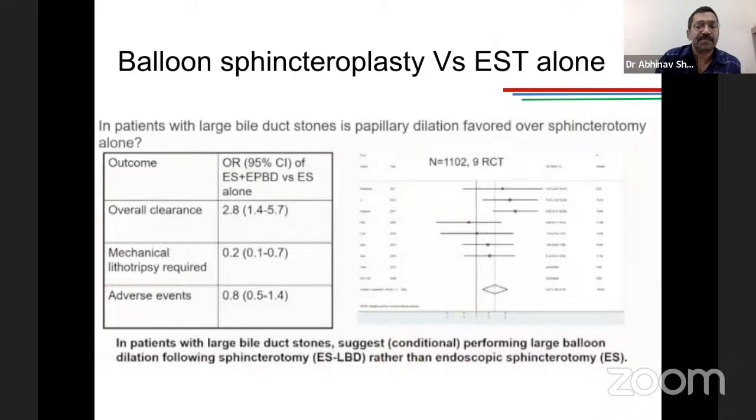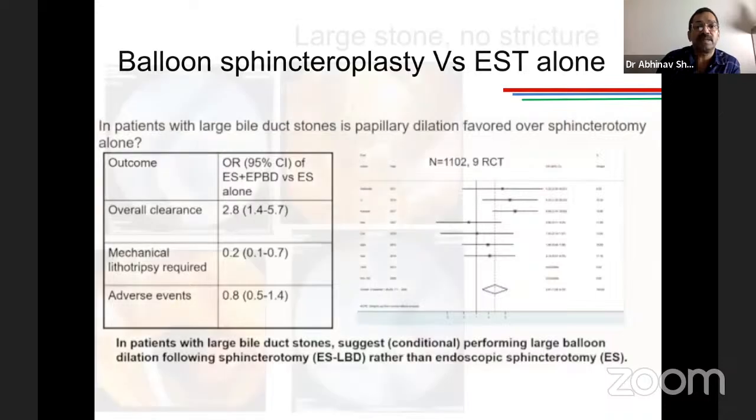Now, these are the results. Comparison of balloon sphincteroplasty versus EST, that is sphincterotomy alone. Balloon sphincteroplasty, if combined with EST, leads to an overall increase in clearance of CBD stones. It reduces the need for mechanical lithotripsy, and it also reduces adverse events. So whenever there is a large stone, we should do a small sphincterotomy with balloon sphincteroplasty rather than sphincterotomy alone, since the combination is better in terms of all these parameters.